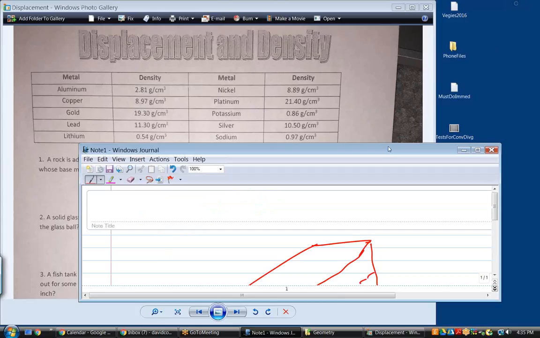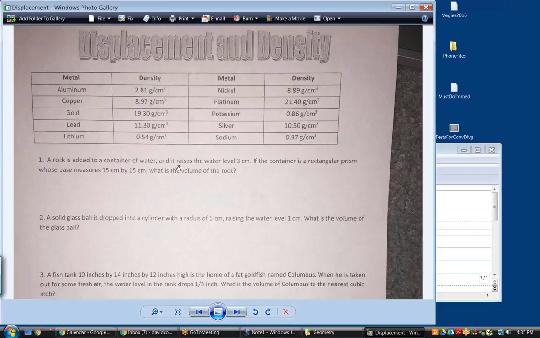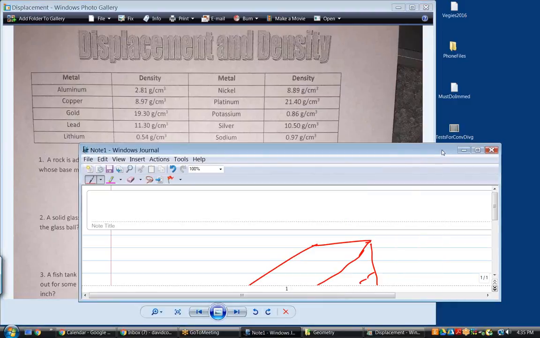A rock is added and it raises the water level 3 centimeters. If the container is a rectangular prism, what is the volume of the rock?